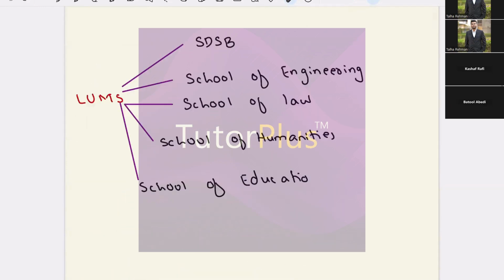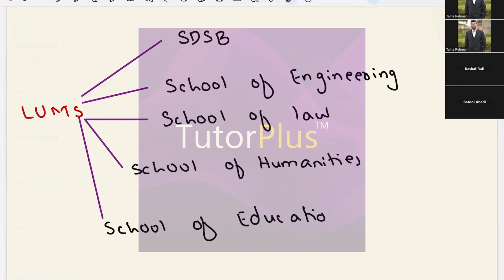Now, for LUMS, it really depends which degree you wish to pursue. So you can either go to the business school, engineering school, law school, or the humanities school, and we have another new school, the School of Education. Each of these schools offers different programs. LUMS also does not offer a BBA. A lot of people think that LUMS offers a BBA. LUMS does not offer a BBA degree.